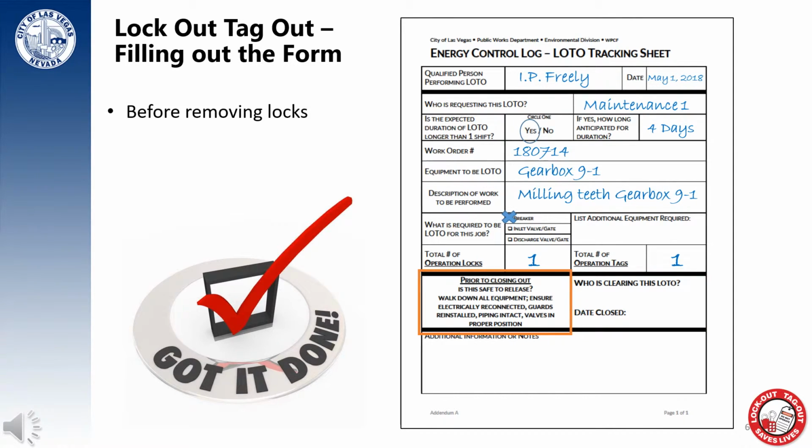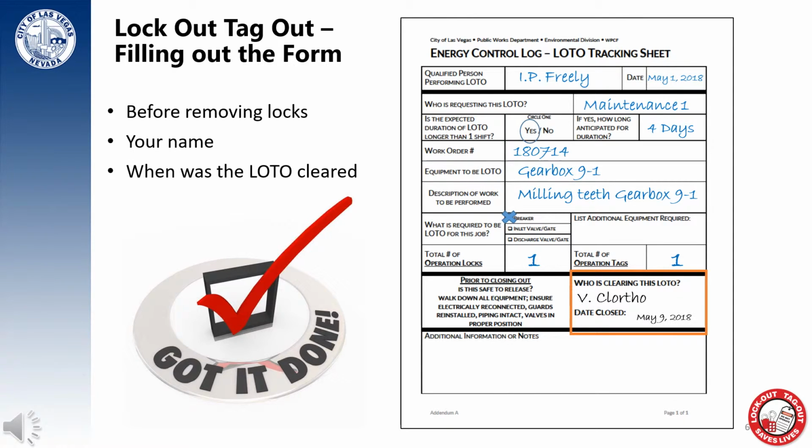It includes this handy checklist with questions like, is it safe to release? Have I walked down the equipment? Has it been reconnected electrically? Have the guards and covers been put back? Is the piping intact? Are the valves in the correct position for startup? Only after these questions have been answered do we take credit for clearing the LOTO and finalizing with the date.